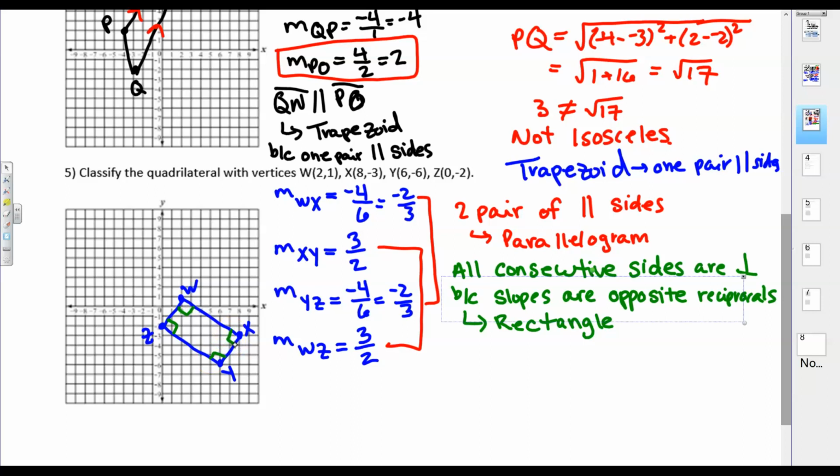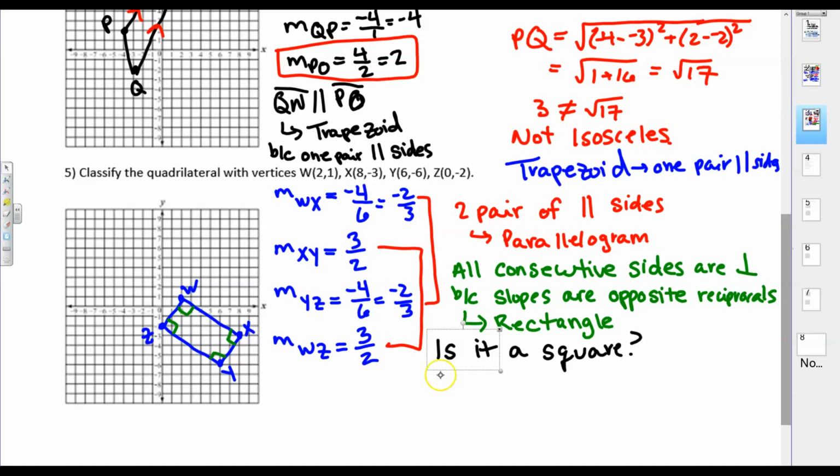So now I want you to take a minute to decide what you should do from here. What do you test for next? And what I want to ask myself is, is it a square? And to test for a square, we're going to look to see if we have a pair of consecutive congruent sides. So go ahead now.